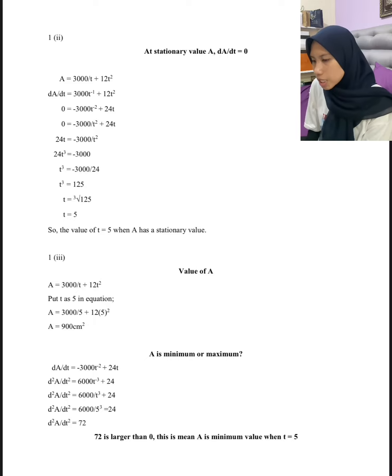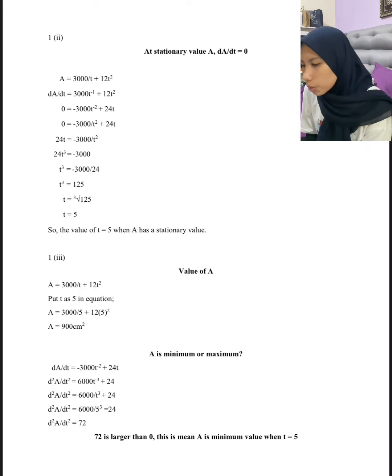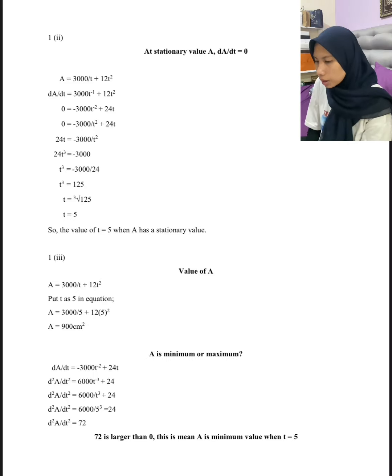So dA over dt equal negative 3000 t power negative 2 plus 24t. d²A over dt² equal 6000 t power negative 3 plus 24. d²A over dt² equal 6000 over t³ plus 24. d²A over dt² equal 6000 over 5 power of 3 plus 24. d²A over dt² equal 72.